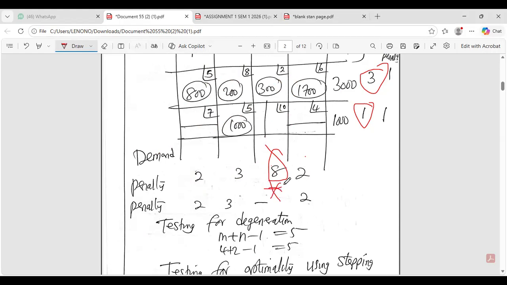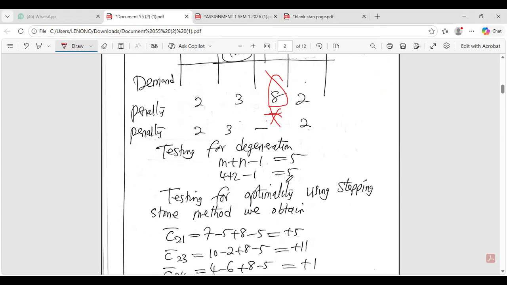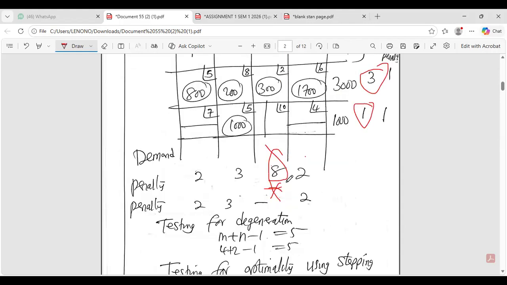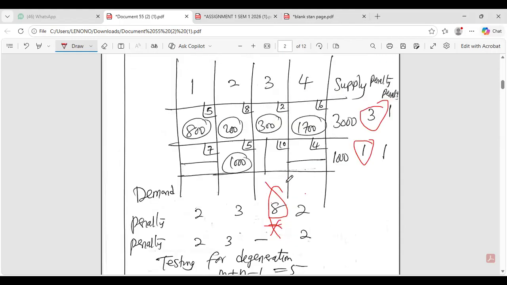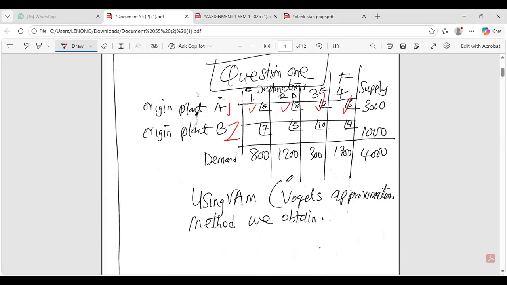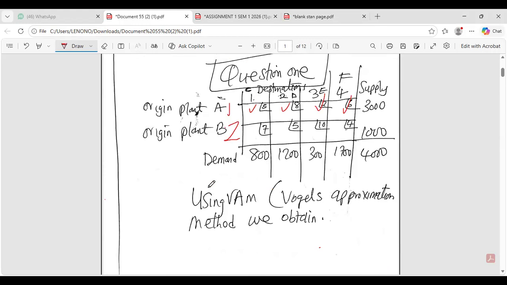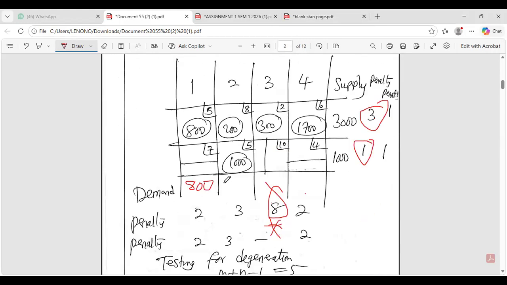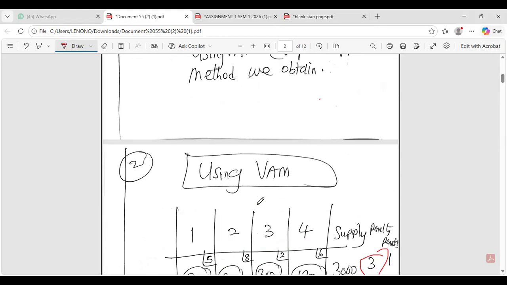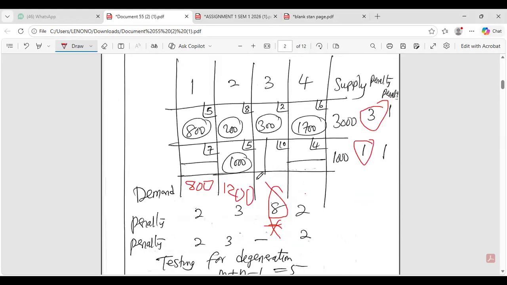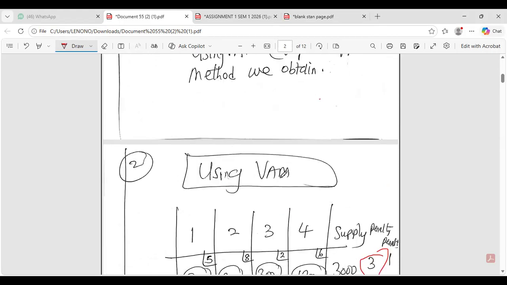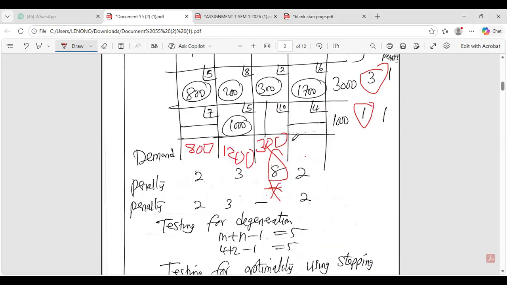So meaning that the demands that we have here: there is a demand of 800, there is a demand of 1,200, then there is a demand of 300, and there is a demand of 1,700 here.